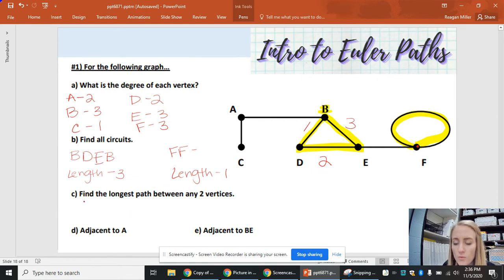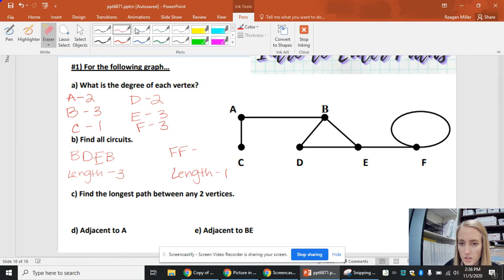So for part C, it says find the longest path between any 2 vertices. The longest path between any 2 vertices. So let's see. Naturally, it looks like C and F are kind of the furthest apart, so I'm going to erase this. This is why you don't do these kinds of questions in pen, because they are tricky sometimes.